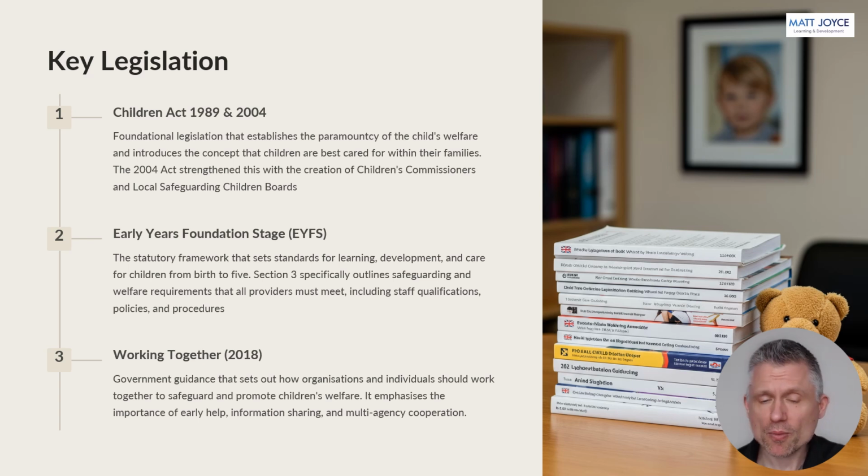And then, of course, we've got Working Together to Safeguard Children from 2018. This is government guidance that sets out how organisations and individuals should work together to safeguard and promote children's welfare. It emphasises the importance of early help, information sharing and multi-agency cooperation.